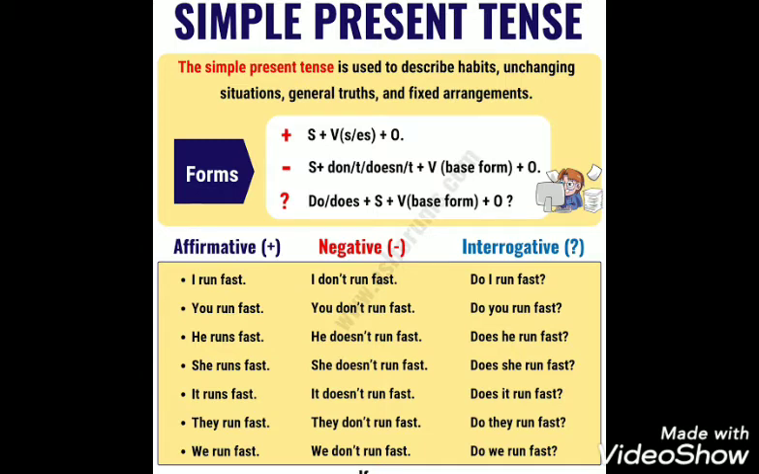Now again the next example says you run fast. In negative, you don't run fast. And in the question, do you run fast? When it comes to he runs fast, he doesn't run fast. Does he run fast? We all have studied these things last year, children. So I'm just giving you a recap so that before we go into our lessons, we can understand.